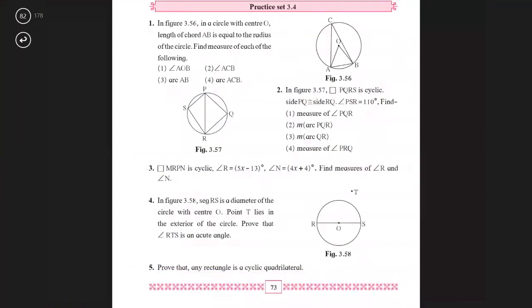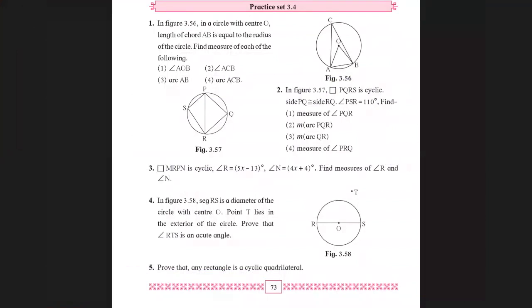Hello children, today we begin now with exercise 3.4. I hope you have completed whatever I had asked you to write and you are ready to begin with the exercise. First question, in figure 3.56, in a circle with center O, length of chord AB is equal to the radius of the circle. Find the measures of the following.